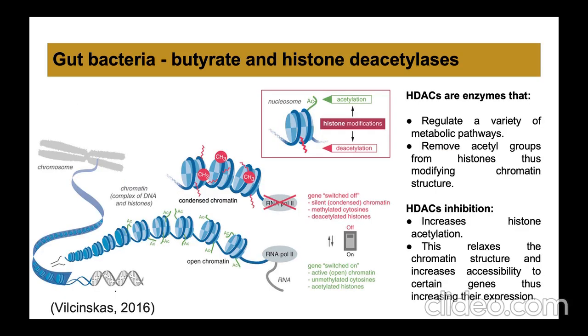Butyrate inhibits histone deacetylases. These enzymes regulate a variety of metabolic pathways. They remove acetyl groups from histones, modifying the chromatin structure. Their inhibition increases histone acetylation, which relaxes the chromatin structure and increases accessibility to certain genes, allowing their expression.